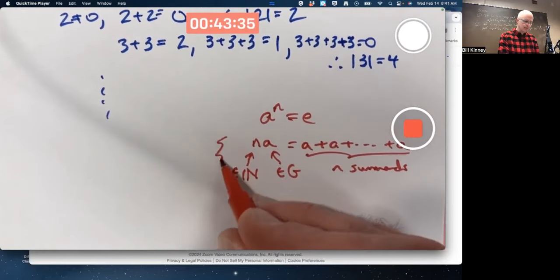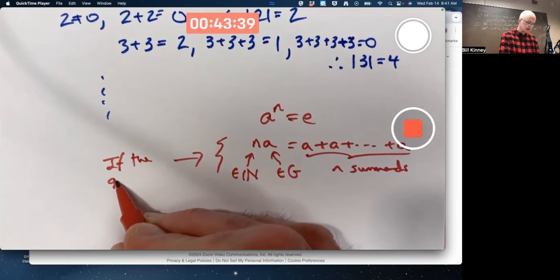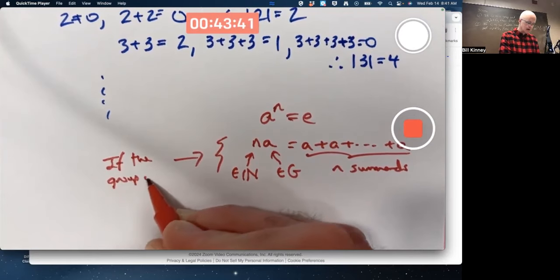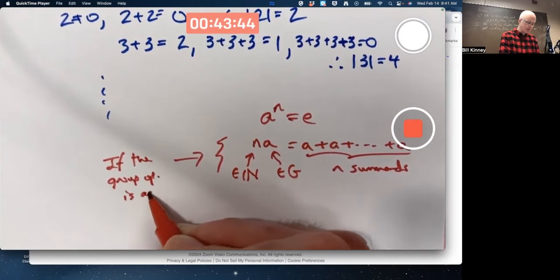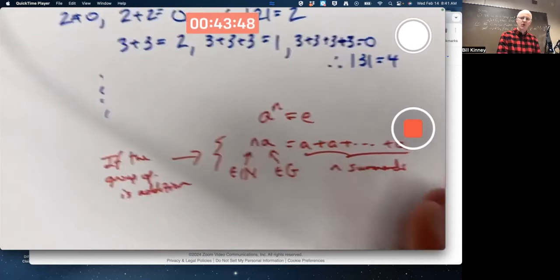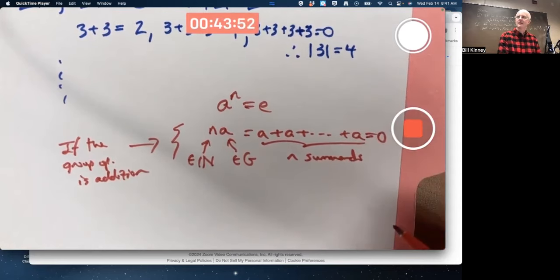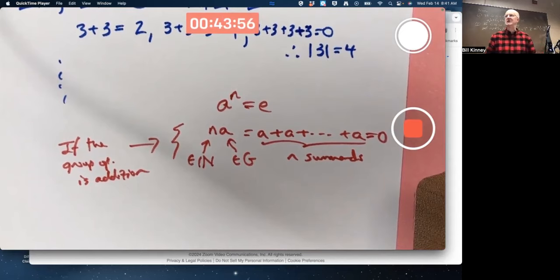This is if the group operation is addition. And actually, if the group operation is addition, and you know that, it is more traditional to call the identity 0 instead of e. You should realize that when the group operation is addition, and you are using that notation, you do typically write the identity as 0 instead of e.